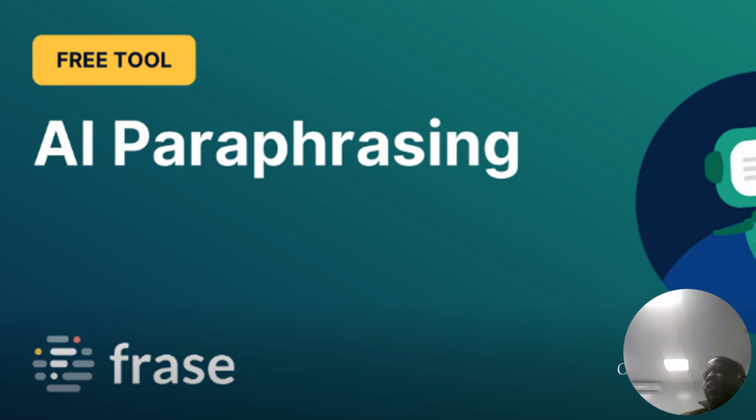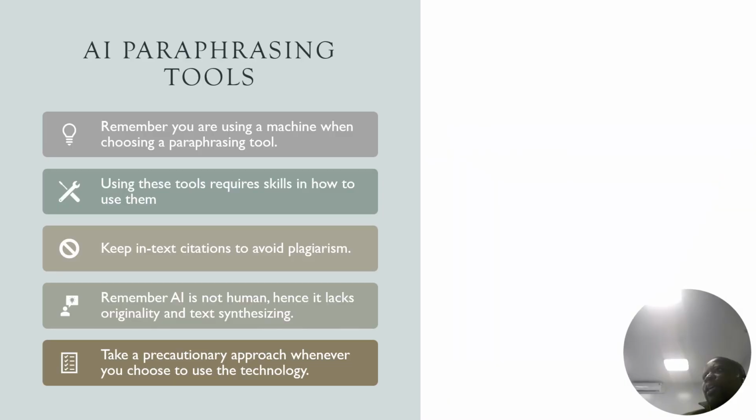Another day, let's talk about artificial intelligence paraphrasing. There are so many paraphrasing tools out there. If you go online, there are so many of them, we cannot finish them. However, when you are using these, you need to remember that you are using a machine. You are not using human brains. It's artificial intelligence, and using these tools requires you to develop a skill in using them.